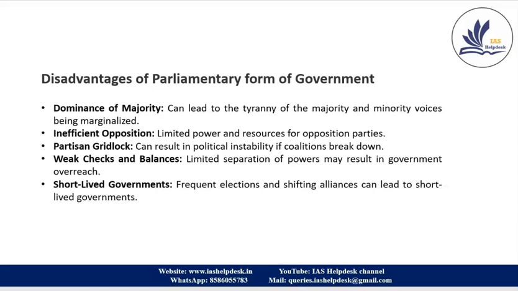So next is inefficient opposition, that is limited power and resources for opposition parties. That is, if the opposition party is not strong enough to put a regular check or ask relevant questions, then also the ruling party might become inefficient. Then we have partisan gridlock. That means that it can result in political instability if coalitions break down.